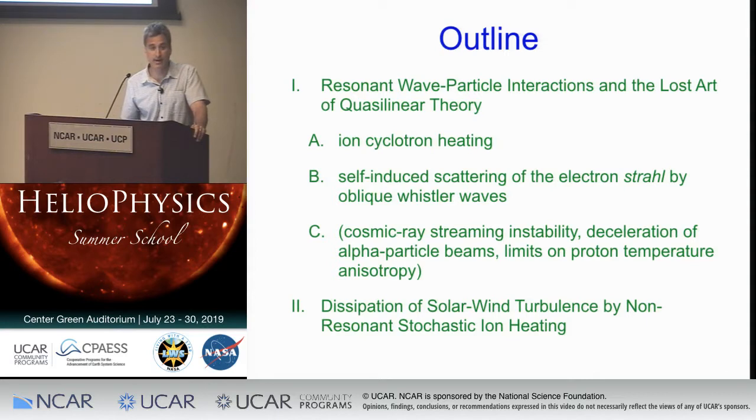If we have 10 or 15 minutes left at the end, I'll talk about a type of non-resonant interaction called stochastic ion heating. So quasi-linear theory is referred to as a resonant interaction for reasons that will become more clear shortly. I wanted to say, before I begin, one thing about this word choice here.